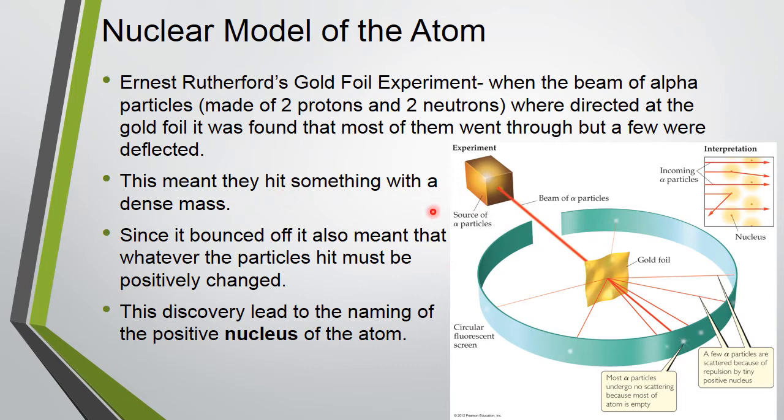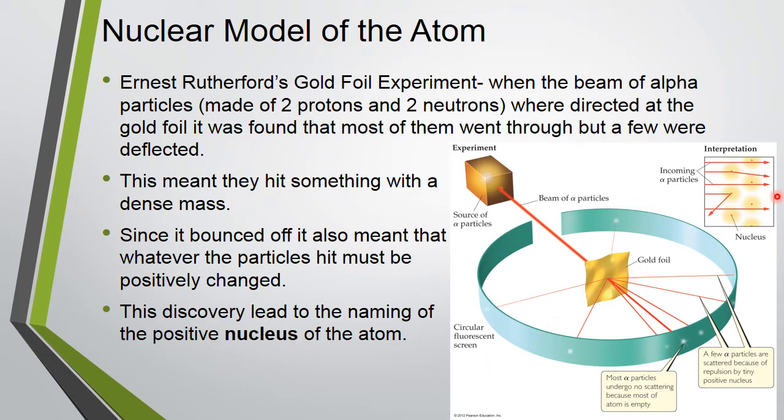They knew that the alpha particles were positively charged because they had done other experiments to verify that. And so if these alpha particles were positive and they bounced off of something, it had to also be positive, whatever that something was. Well, they ended up naming that positive, dense center of our atoms the nucleus of the atom.